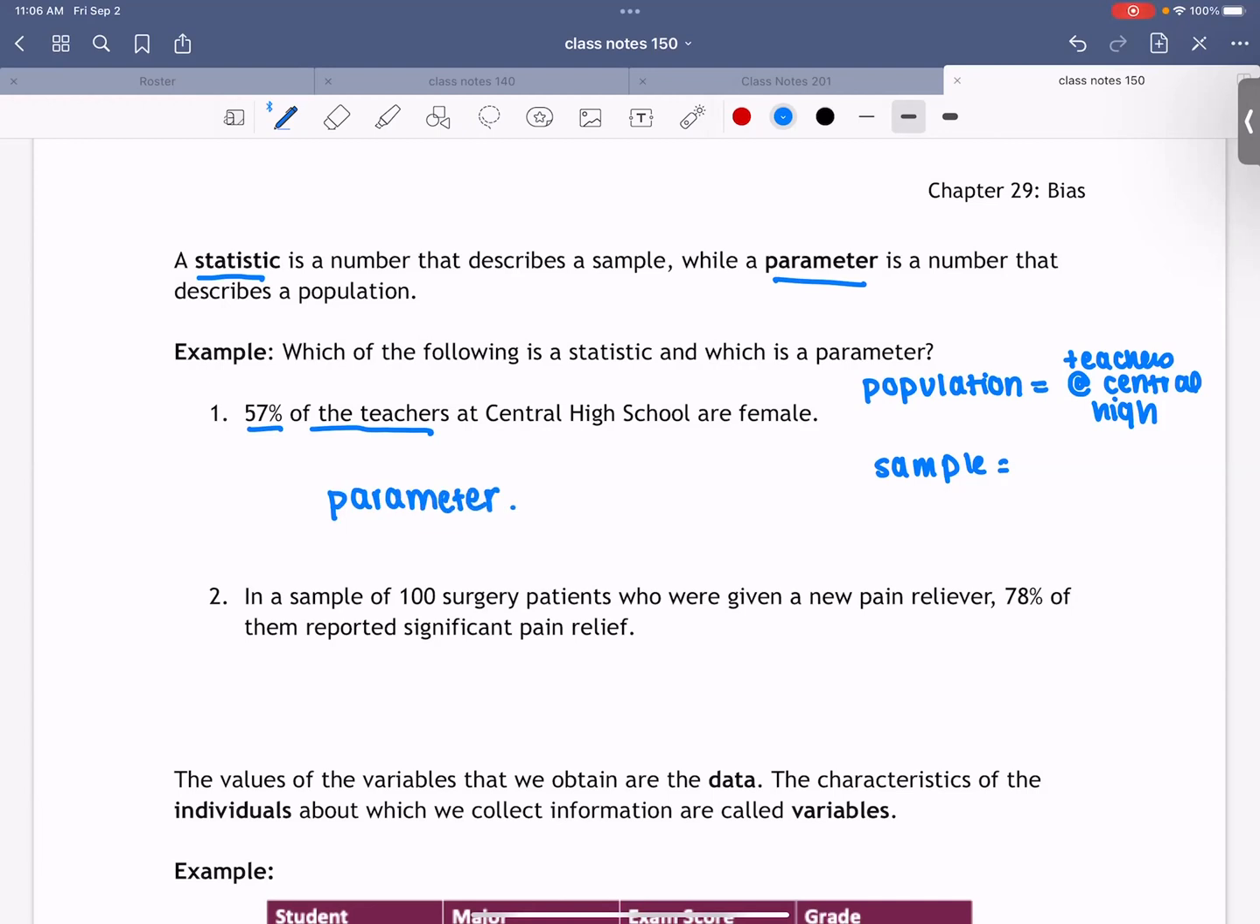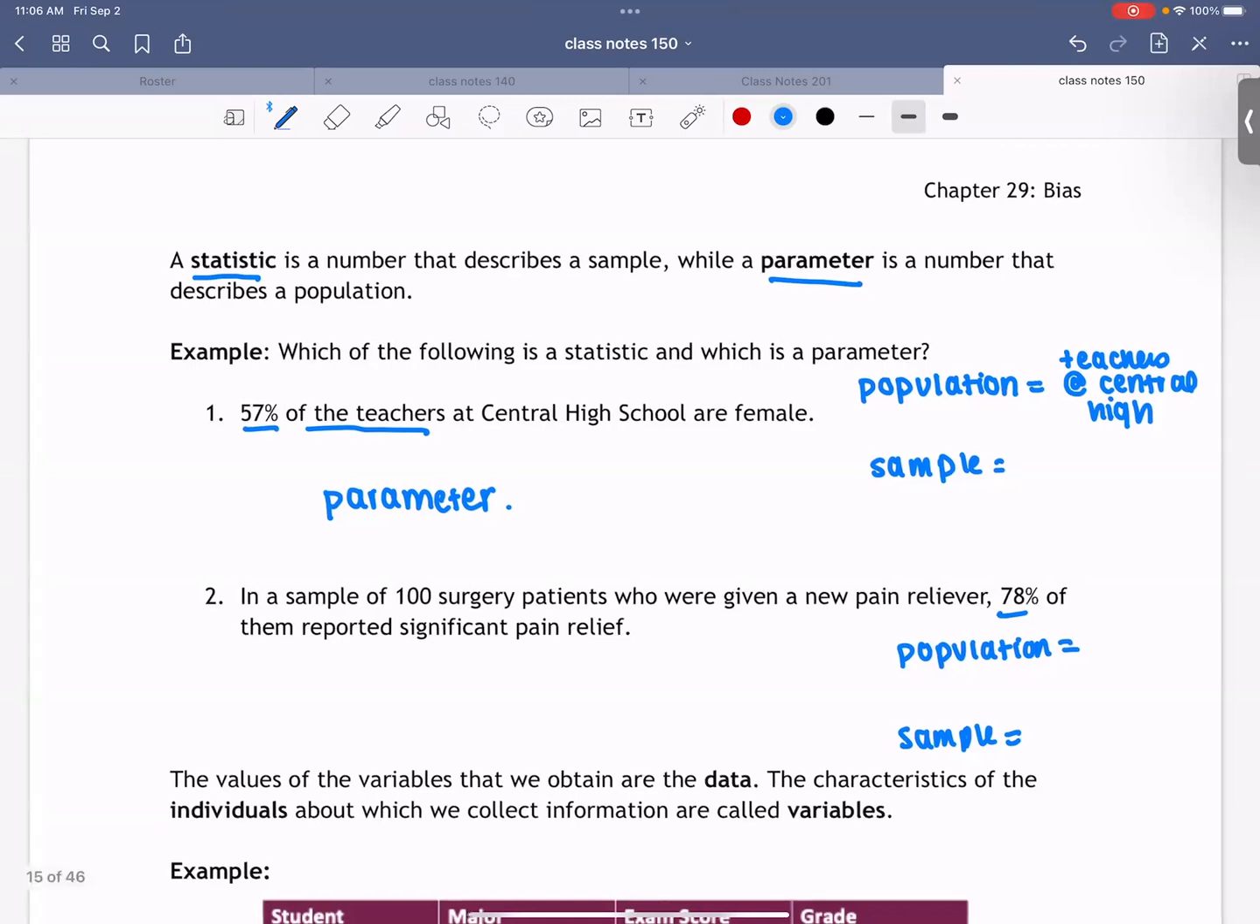Okay, let me give you a second example. In this sample, we have 100 surgery patients who were given a new pain reliever. 78% of them reported significant pain relief. Okay, we're interested in 78%, right? We got a population, we got a sample. Does this question talk about a population or sample? Can you give me one of these and tell me how you figured that one out?